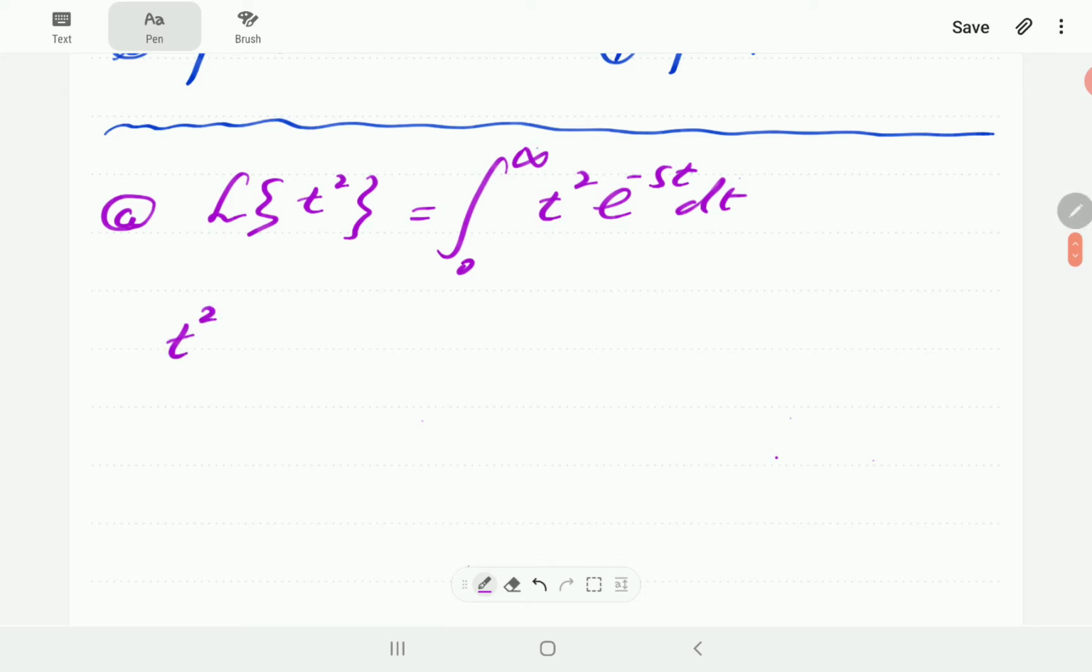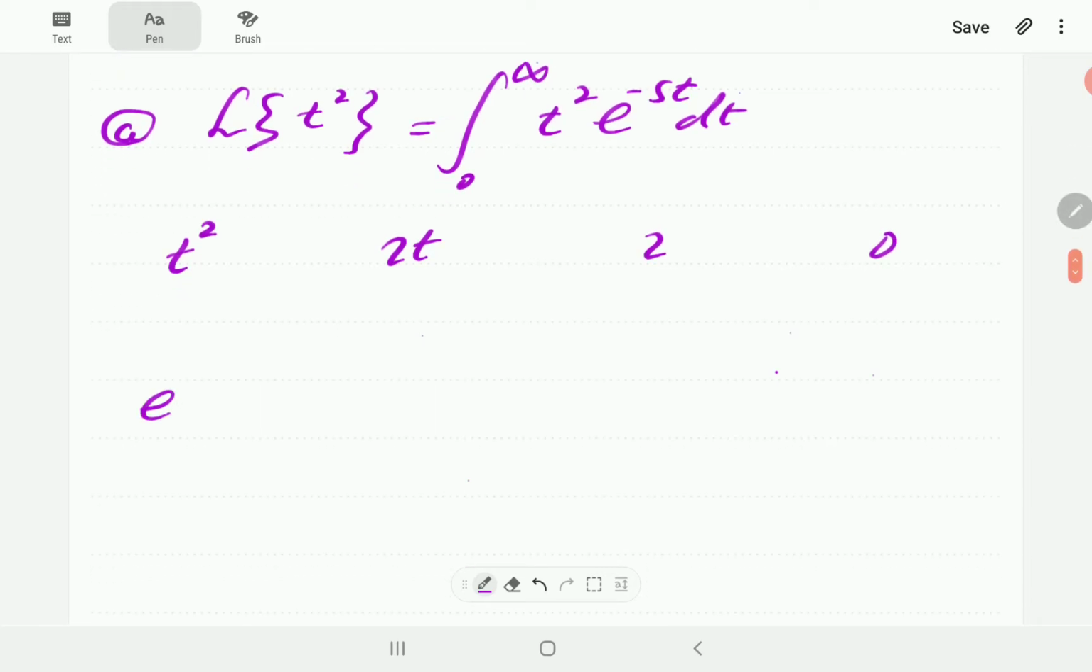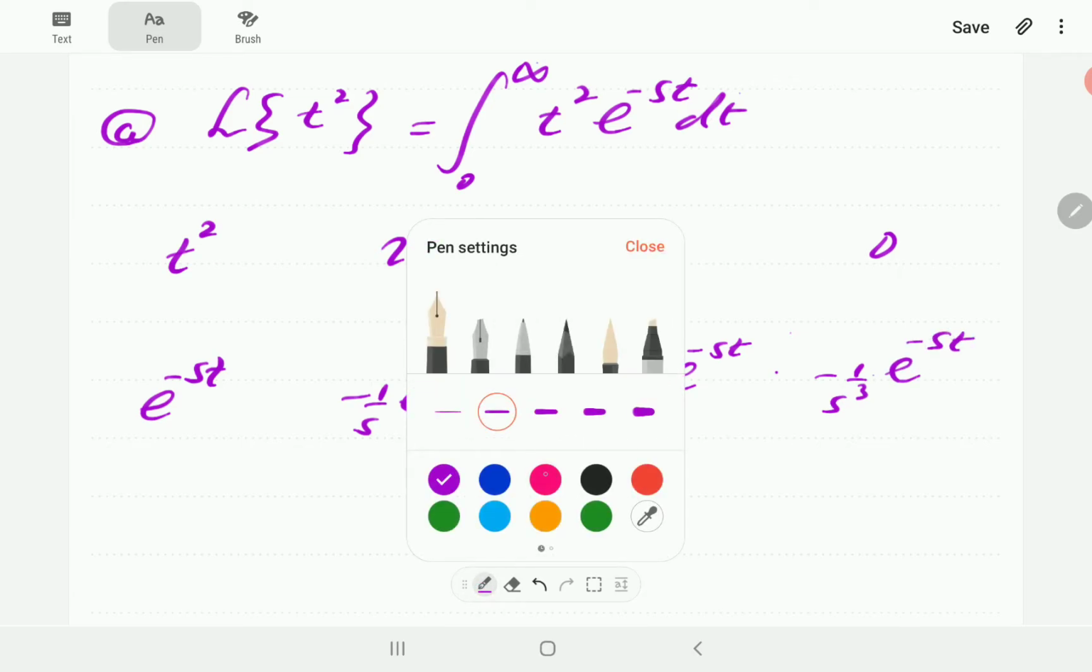If you're not familiar with that method, I'm going to post a link right here that is going to take you to our video that does a detailed description of that method. But basically, we take the polynomial and differentiate it to 0. So derivative of t squared is 2t, derivative of 2t is 2, and derivative of 2 is 0. Then we take the exponential and integrate it repeatedly. So the integral of this one is going to be minus 1 over s, e to the minus st. This one is going to give us 1 over s squared e to the minus st. This one is going to give us negative 1 over s cubed e to the minus st.